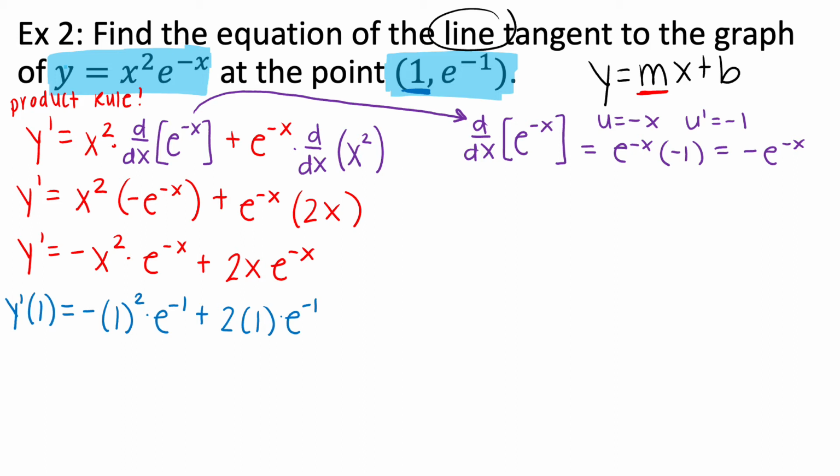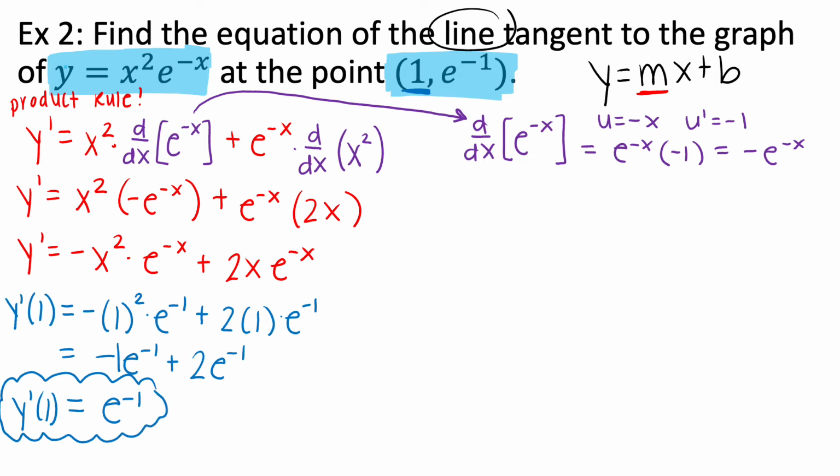Okay, so kind of messy, but at least it's just 1s. So this becomes negative 1 squared is just negative e to the negative 1 plus 2e to the negative 1. So if we have negative 1e to the negative 1 and a positive 2e to the negative 1, that's just going to be equal to a positive 1e to the negative 1. So our derivative evaluated at 1 is equal to e to the negative 1. So that's actually going to be our slope.